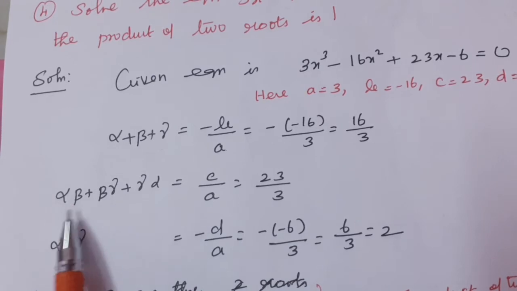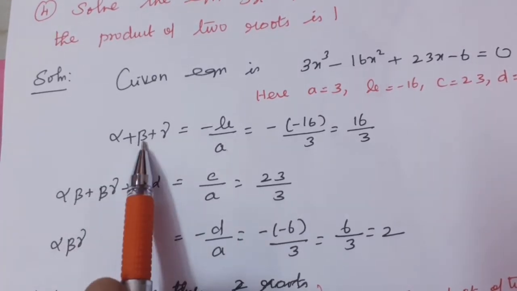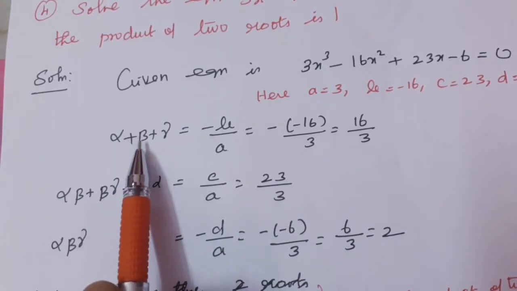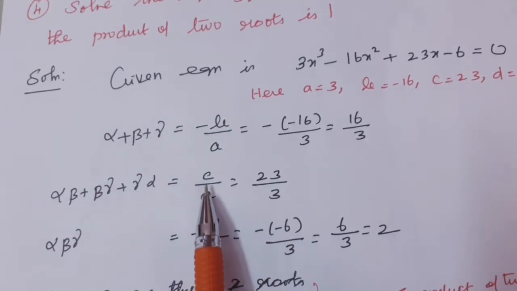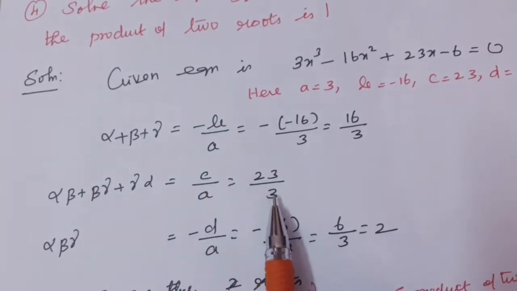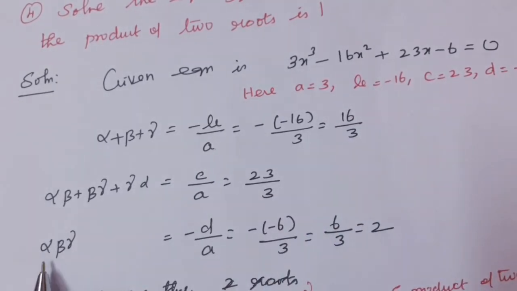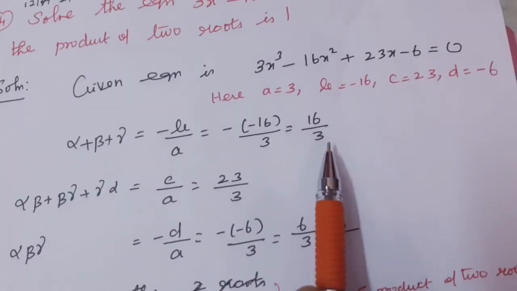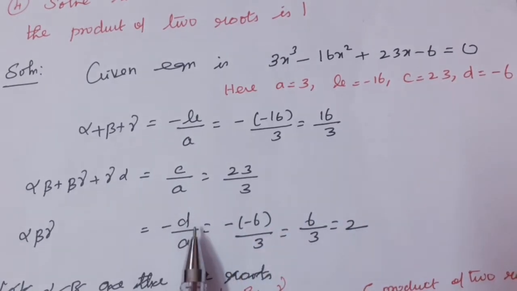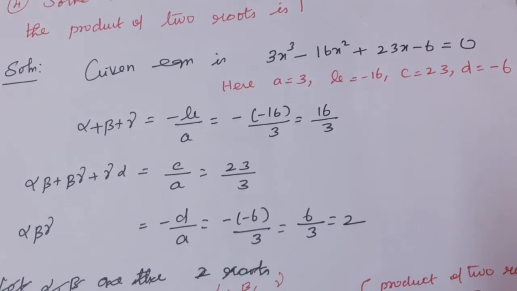Next, alpha beta plus beta gamma plus gamma alpha: the product of the roots taken two at a time, with the addition. Alpha beta plus beta gamma plus gamma alpha equal to C by A, that is 23 by 3. Already we have taken what C and A are. Again, alpha beta gamma equal to minus D by A. D is minus 6, so minus of minus 6 is plus 6. 6 by 3 is 2.